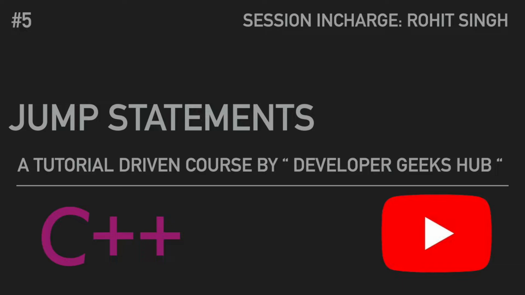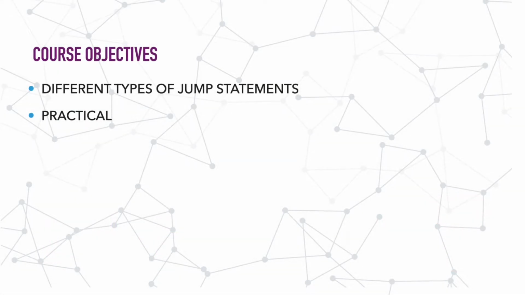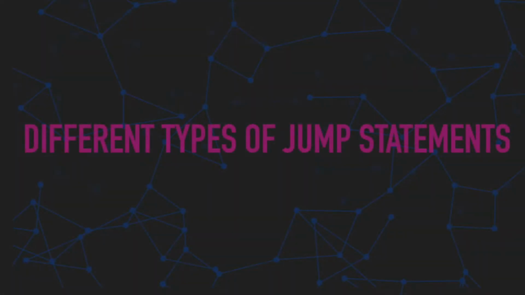Well, this is the playlist for the C++ programming language. In the previous video, we saw what looping statements are and we understood different kinds of looping statements. You can check that out in the I button popping up on your screen. In this video, we will understand the different types of jump statements and then we'll practically see how we can implement the jump statements in our program.